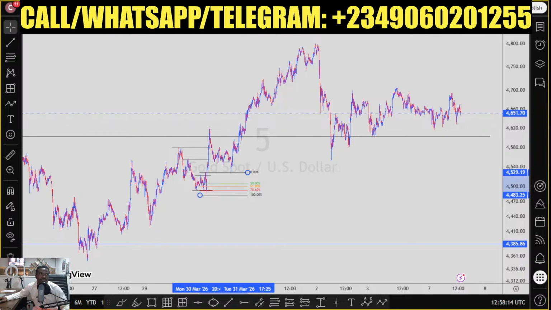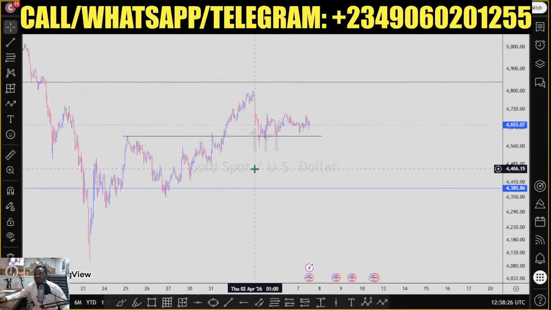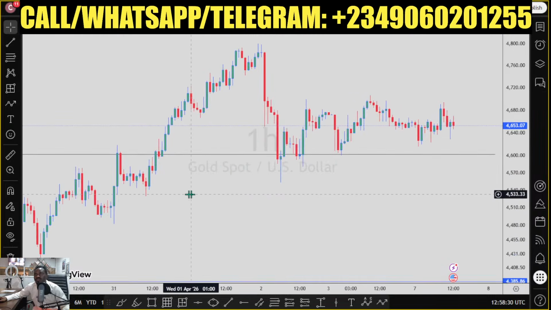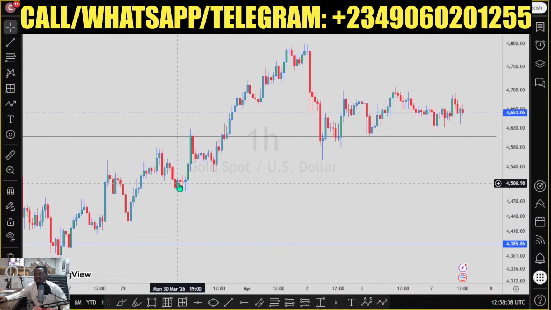Yes, 4,500. Now checking this 4,500 from their 1-hour chart. Let's zoom in. 4,500 from the 1-hour chart, as you can see, it was a very strong demand zone. You can see how this candlestick led to a more bullish rally.